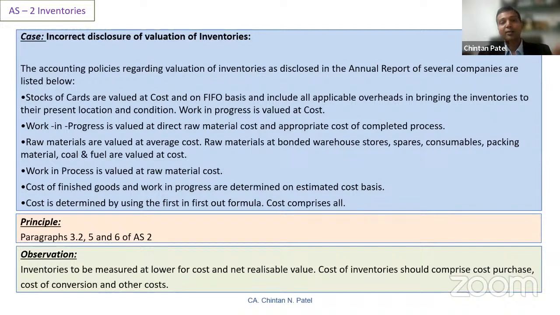It's incorrect. Net realizable value, which has been defined under AS2, is the estimated selling price less estimated cost of completion less estimated cost to sell. So if it's raw material or work in progress, we need to assess the estimated cost of completion, and what my estimated selling price will be when the goods are ready, and then I arrive at NRV. So NRV is applicable for all classes of inventories, not only finished goods. Inventories shall be measured at lower of cost or NRV. That has to be clearly mentioned in the accounting policy. Otherwise, it's a big non-compliance.